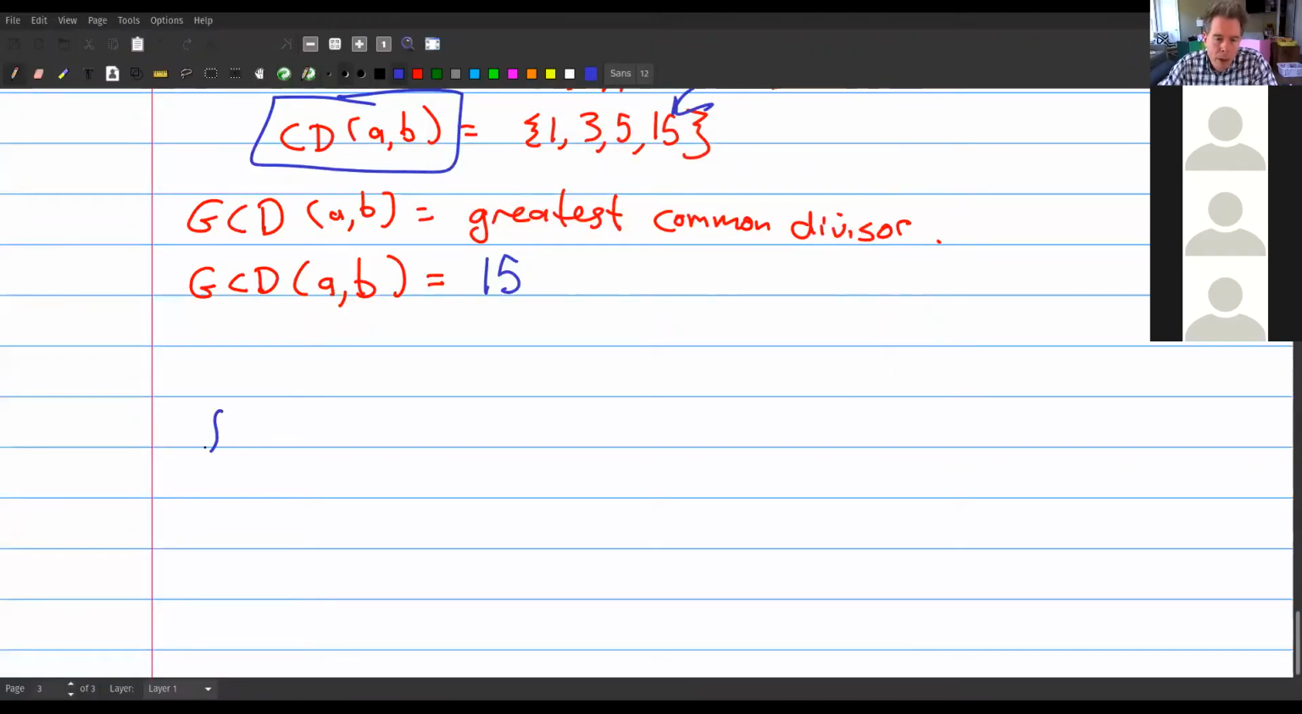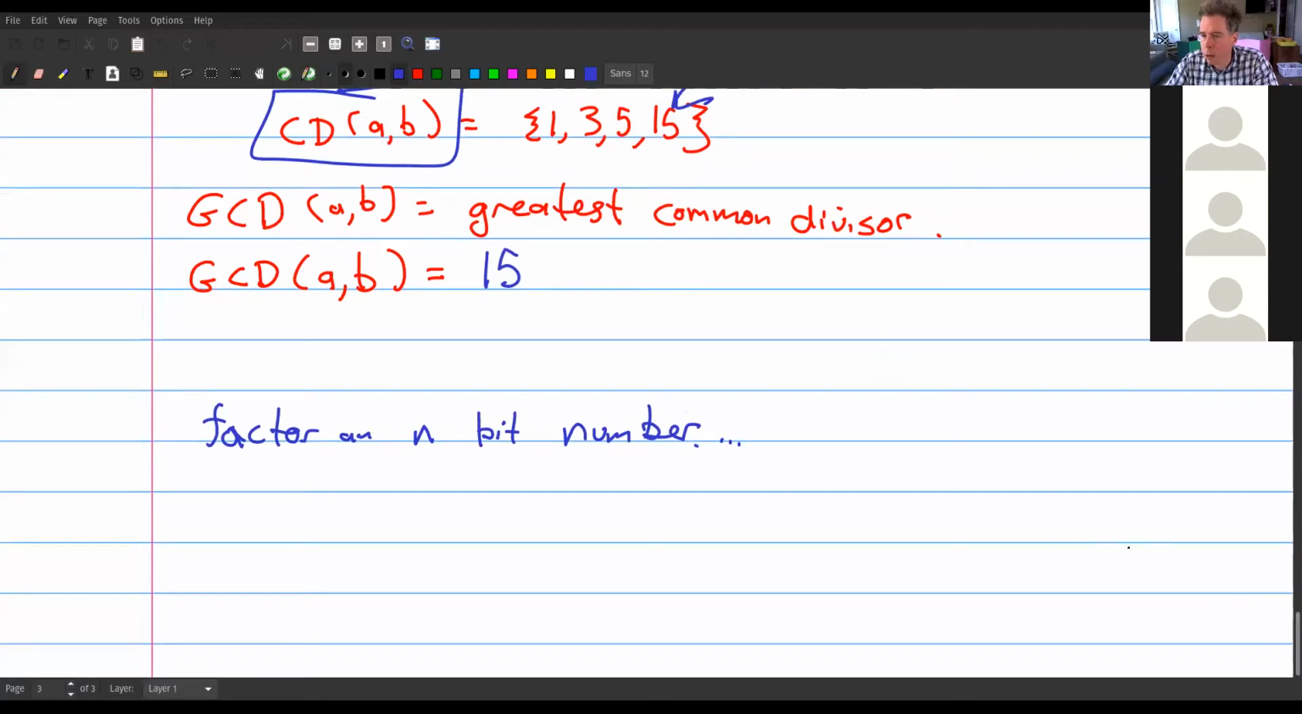So if you want to factor an n bit number, how long does this take? The fastest known algorithm for doing this is called the general number field Sieve. You can read the Wikipedia article. I have to spell Sieve here.